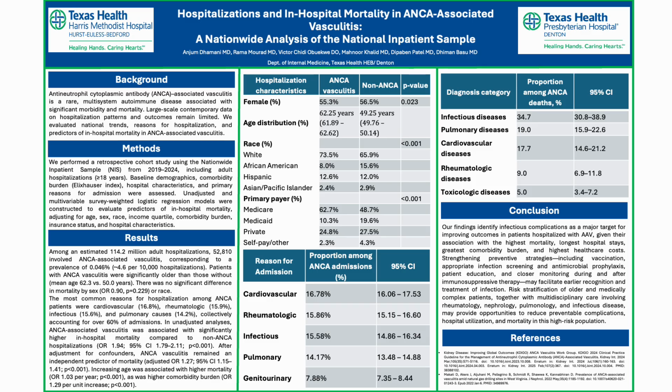We found that there were around 114 million hospitalizations nationwide during those periods. We identified approximately 53,000 admissions involving ANCA-associated vasculitis. This tells us that even though ANCA-associated vasculitis is uncommon, at only 4.6 admissions per 10,000 hospitalizations, its inpatient mortality remained substantial at 5.6%. That is nearly 1 in every 18 hospitalized patients.